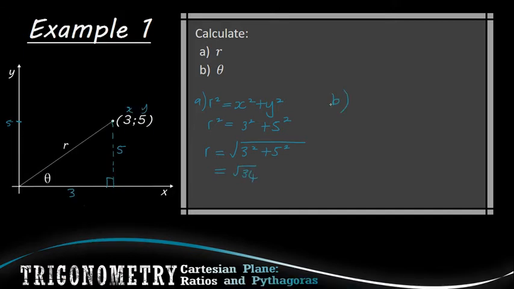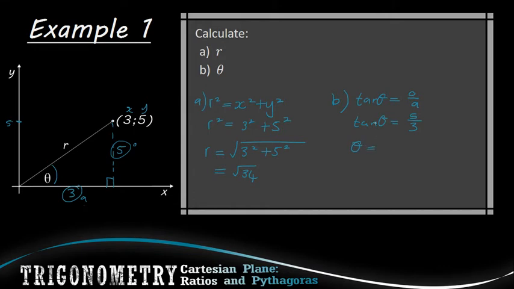Then for b, we need to find theta. In order to find theta, I'm going to use a trig ratio. From this angle theta, this is the opposite side and this is the adjacent side. So opposite over adjacent, we know is tan. So tan of theta is equal to opposite over adjacent. And then to substitute our known values, tan of theta is equal to opposite, which is 5, over adjacent, which is 3. And then we're going to solve for theta.